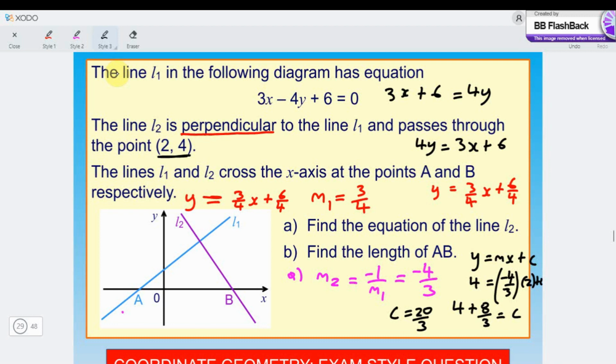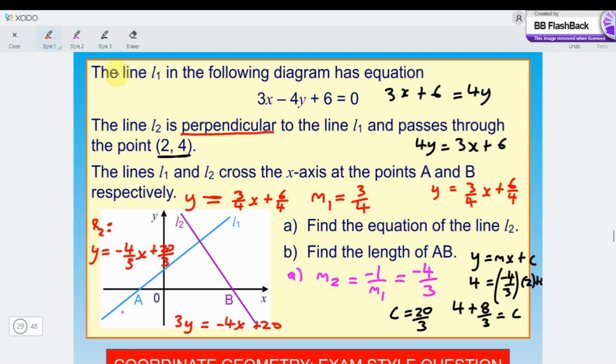So now you can write down the equation of L2. For part A, I'm just going to put it here since I don't have much space. L2 has equation y equal to negative 4 over 3 x plus 20 over 3. Or you can rephrase it by multiplying through by 3 and write 3y equal to negative 4x plus 20.